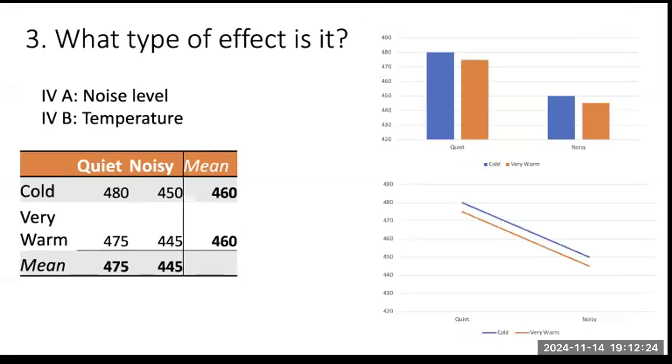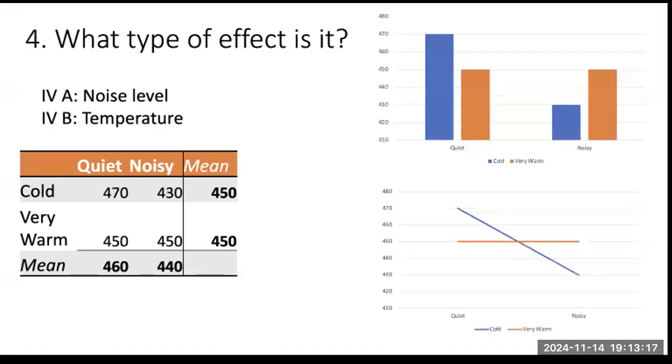Okay. How about this one? What kind of effect is it? I invite you to look at the data and look at the graphs. What's one thing you can see looking at the graphs right off the bat? Is there an interaction effect? No, the lines don't cross. Correct. So there is a main effect, but is there a main effect of both noise level and temperature, or no? Just on the noise level? Correct. Did you figure that out from the graphs or the data? From the data. So I will provide you with both.